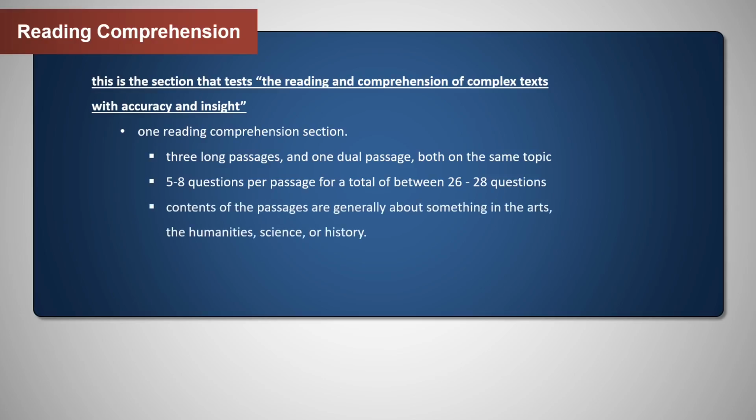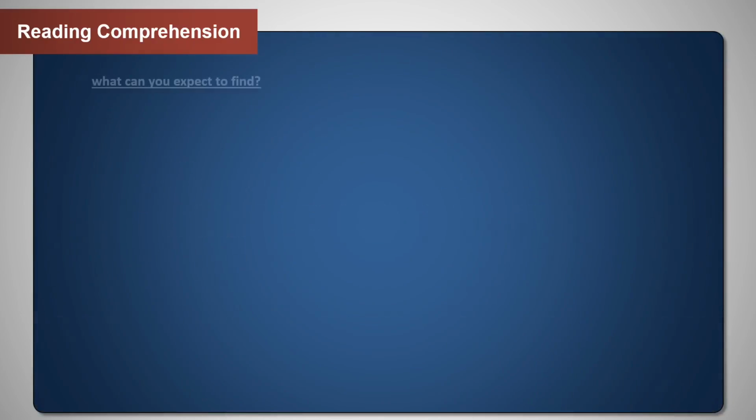Now, the contents of the passages are generally about something in the arts or in the humanities, science or history, but you don't actually need to have any previous information. The content of the passages is just the vehicle for them to test how well you can identify the more logical relationships in the information. So you don't have to have any previous understanding of what they're talking about. It's self-contained.